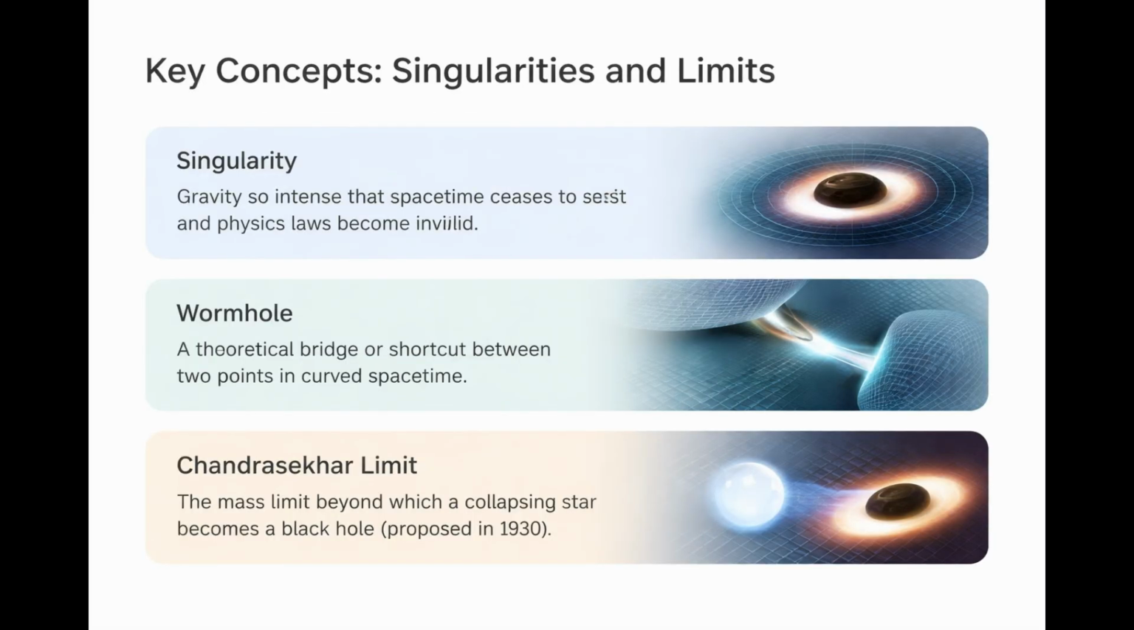Before we move on, let's clarify a few extreme cosmic concepts. A singularity is a point where gravity is so intense that our normal laws of physics break down entirely. A wormhole, predicted shortly after Einstein's theory, is a theoretical shortcut through curved spacetime. And finally, the Chandrasekhar limit, named after the brilliant Indian astrophysicist, defines the exact mass point at which a dying star will inevitably collapse into a black hole. Understanding these extreme limits sets the perfect stage for exploring how massive structures form.